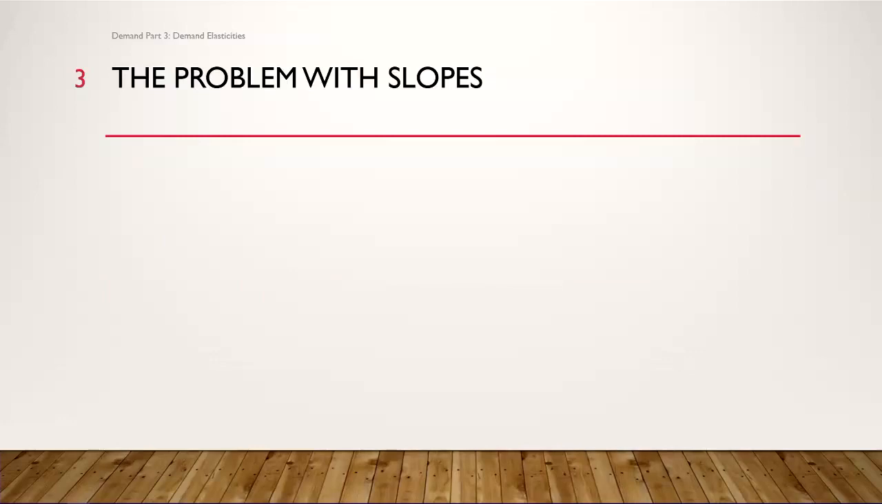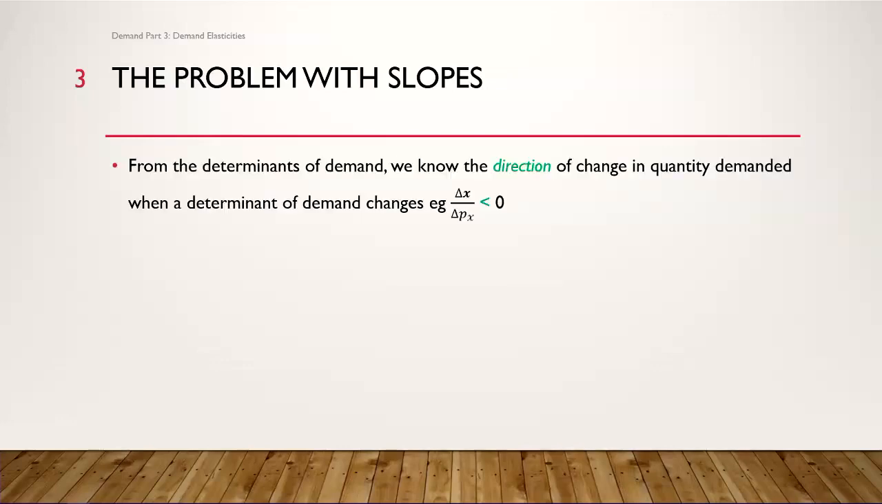Now, just to give you an idea why we use elasticity, the obvious thing to use initially when you want to say, well, how does quantity demanded change when the variable changes, is to use a slope. So, for example, if we want to see how quantity demanded changes when the price changes, why not just take the change in quantity demanded from a change in price? That is the slope of the demand function, the inverse of the slope of the inverse demand function.